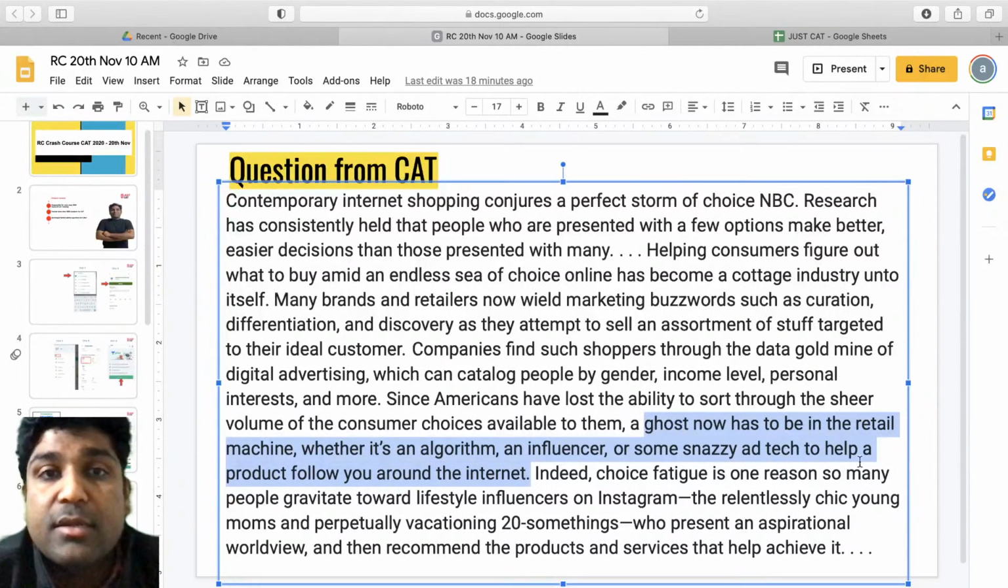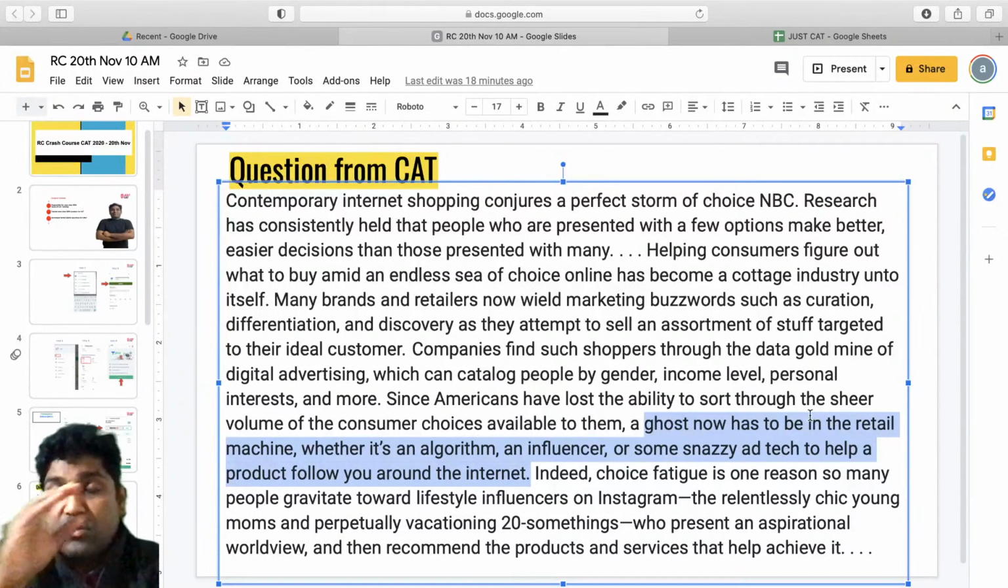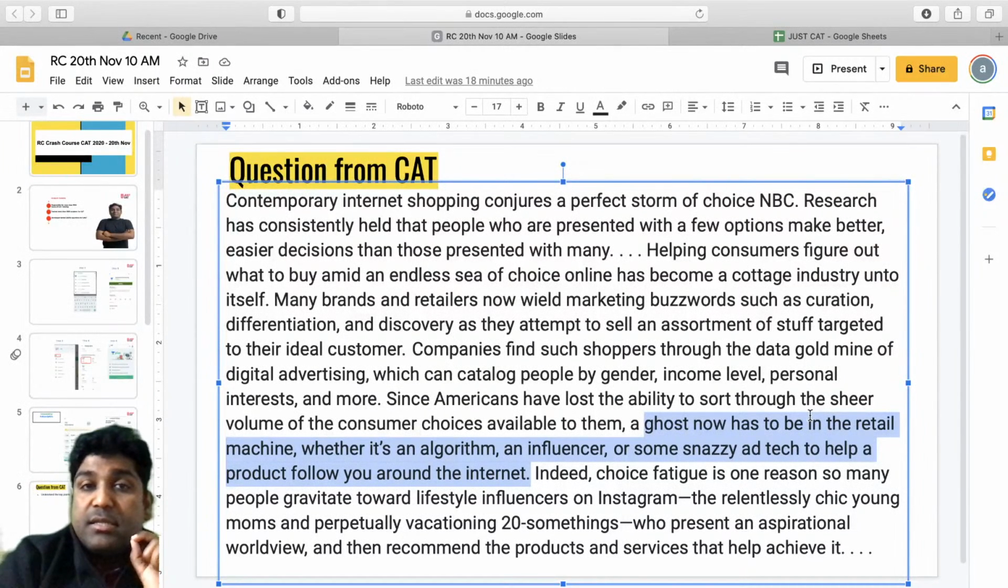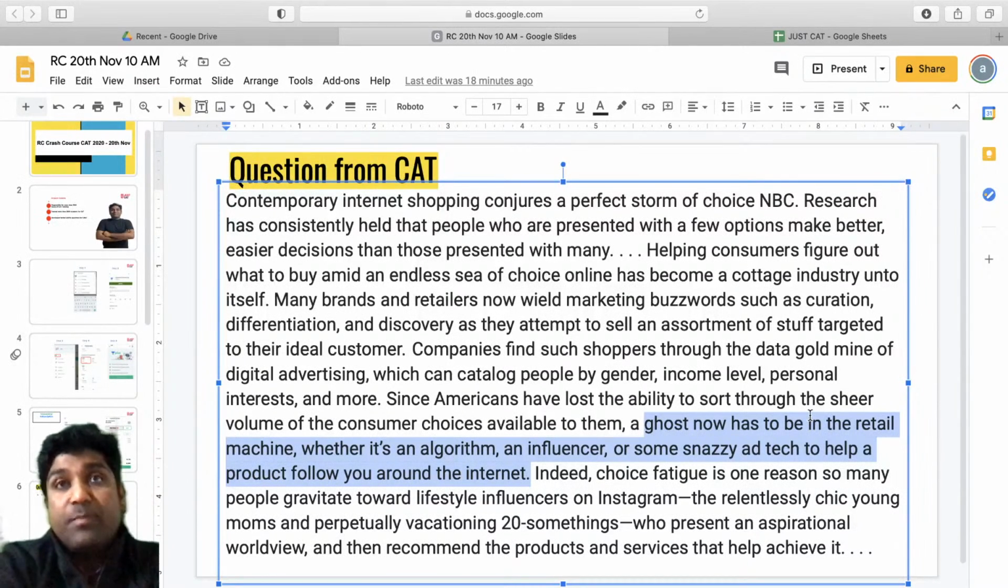So what they're saying in these couple of lines, if we can put it simply, is that if people are given many choices, it becomes difficult for them, and they make better and easier decisions when they are presented with fewer choices.